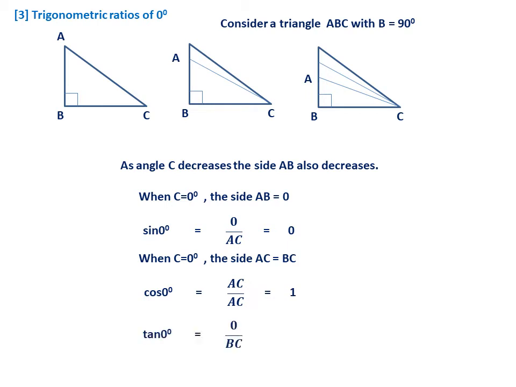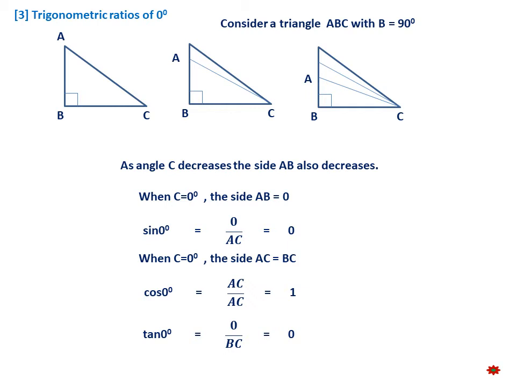Then similarly, tan 0 will be equal to 0 by BC, because opposite by adjacent. Opposite side AB becomes 0. So this is 0. Therefore, remember sin 0 is 0, cos 0 is 1, tan 0 is 0. So these are the three other important ratios.